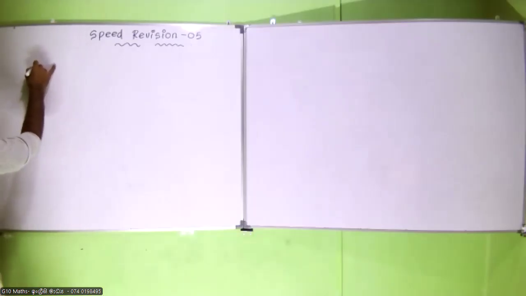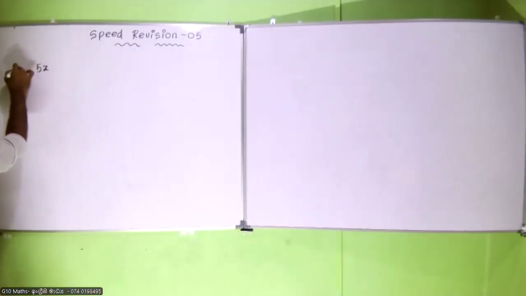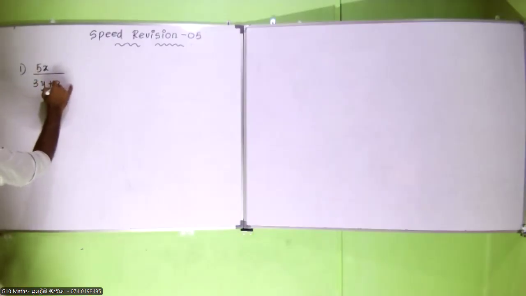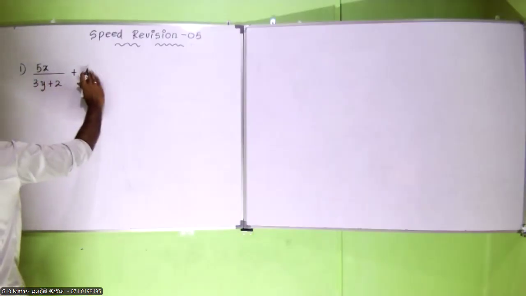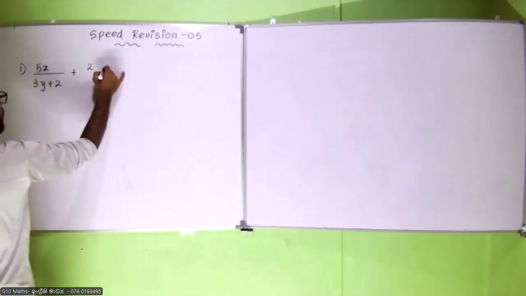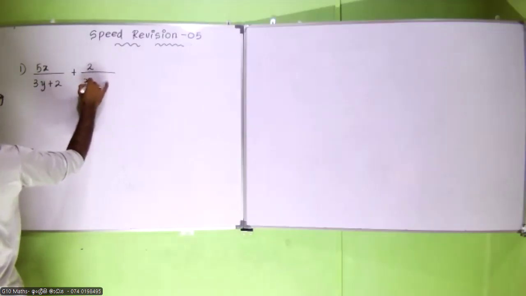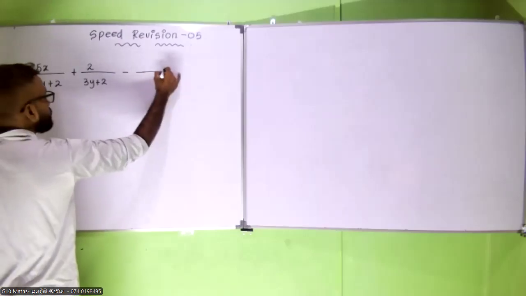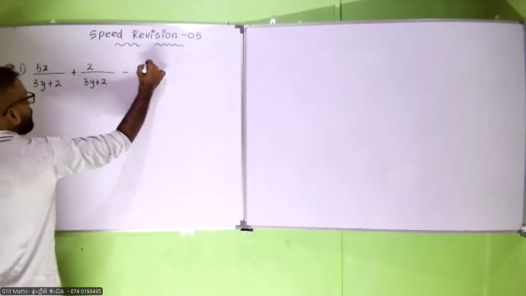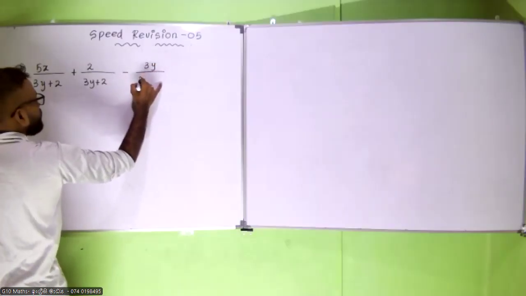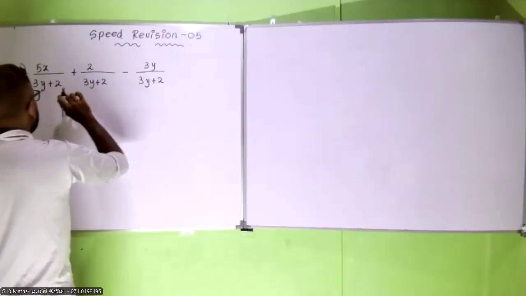Let's say a pattern, an easy one. 5x divided by 3y plus 2, plus 2 divided by 3y plus 2, minus 3y divided by 3y plus 2. Do this one.